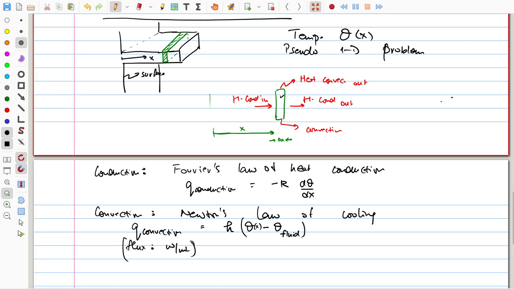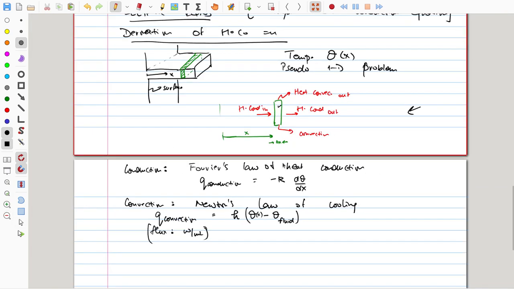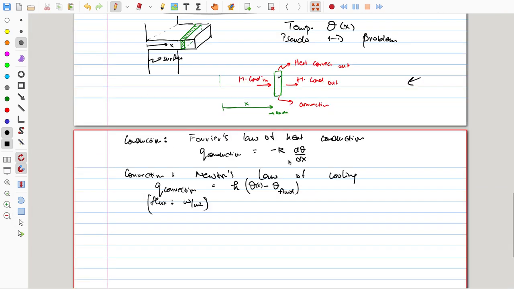So now in this infinitesimal situation that we have, we can put in the mathematical expression and hopefully get an equation out of it. Let's see. Let's work here in the figure. So what is the Q? Let's call it Q conduction in.